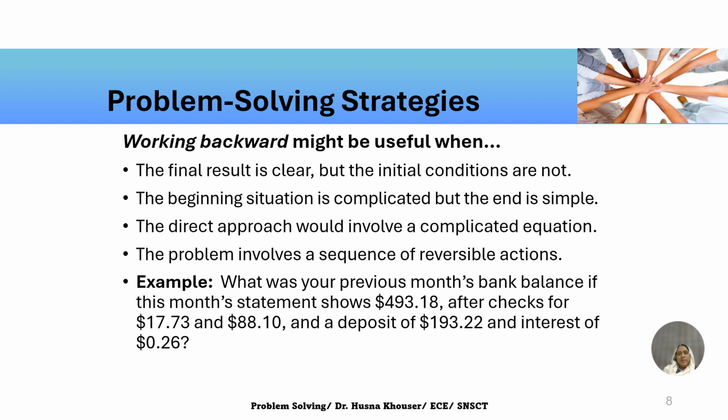One more way is that we can work backwards, right? Some people are very clever, and professionals work with a reverse engineering process. The final result is very clear, but the initial condition is not, so we work from the final to the initial. The beginning situation is complicated, but the end is very simple. The direct approach would involve complicated equations, but when we do the problem by reverse engineering, we get better solutions.